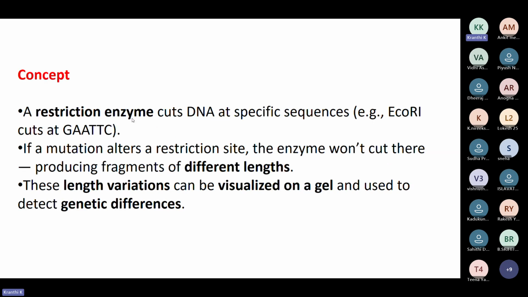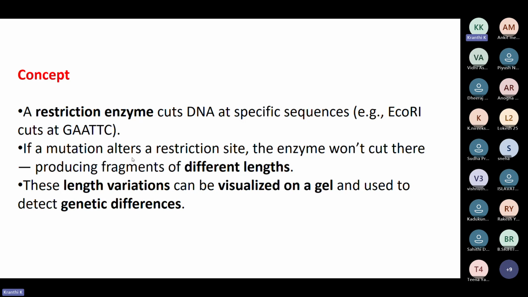For example, a restriction enzyme cuts DNA at specific sequences. What restriction enzyme are we taking? EcoRI cuts at GAATTC. So this EcoRI, from E. coli, cuts the gene sequence at this site.